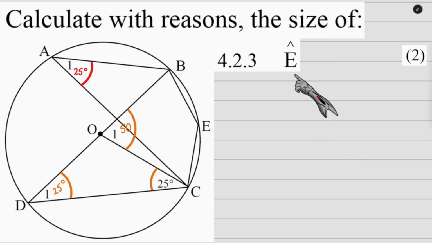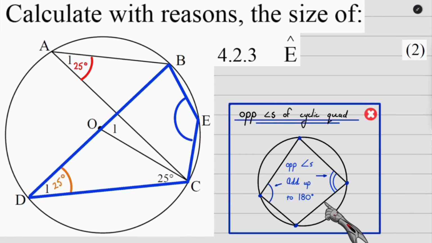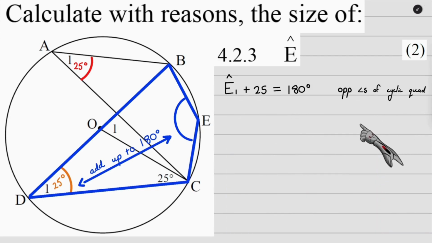And lastly, we come full circle with this question. We need to get the angle E. Now, if I look at the angle E, it is nested inside of a cyclic quad. So what do we know about cyclic quads? We know that the opposite angles add up to 180. So these two angles will add up to 180. And that's going to form our statement, and we're going to use this as our reason. So our statement will read as follows: E1 plus 25 is equal to 180 because of opposite angles of cyclic quad.